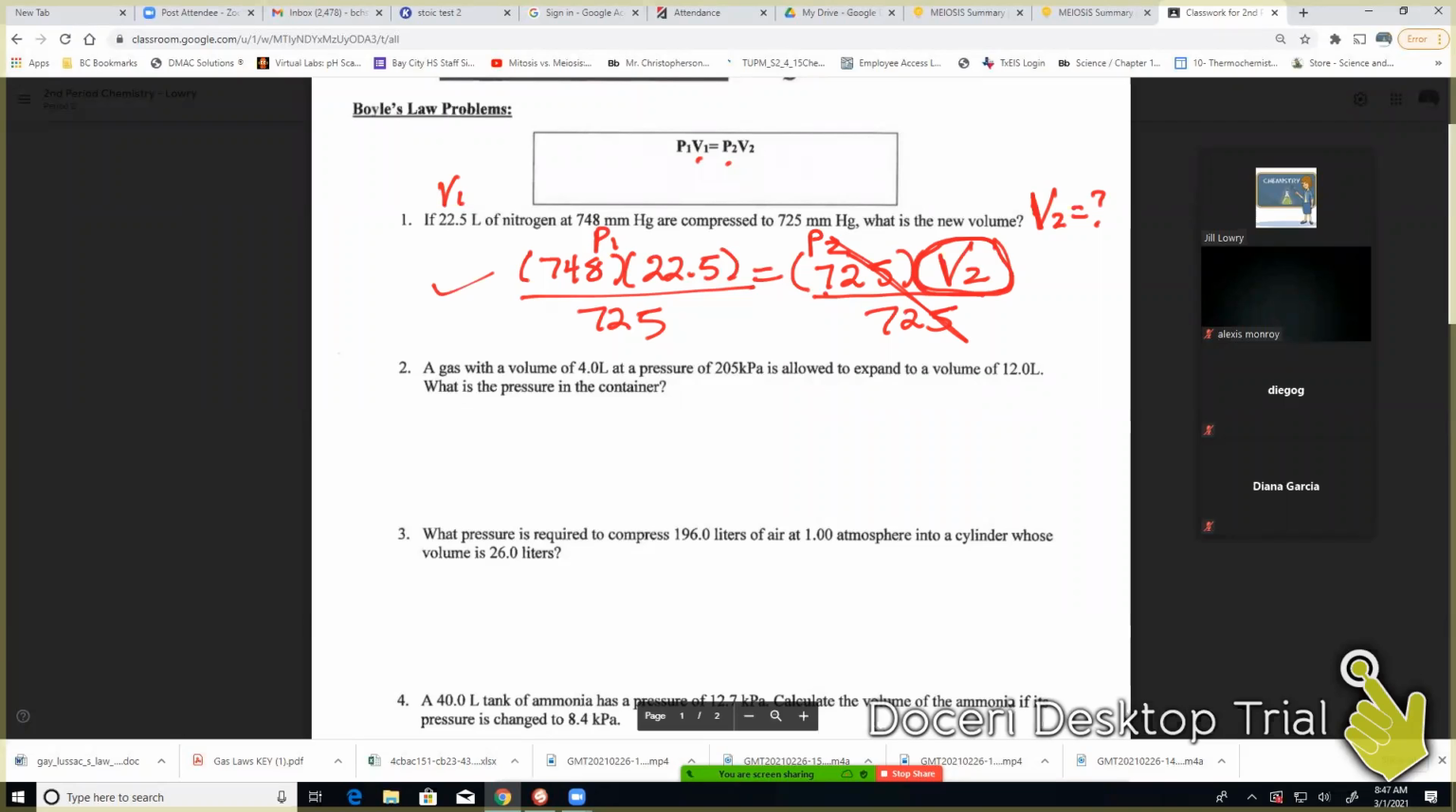22.5, and go ahead and get you an answer. Okay, so you did this number times this number? Yes. Okay, you got you an answer. Divide by your 725. You got 20, what'd you say? Perfect, 23.21. And like Summer said, because we are trying to find the volume, it would be in liters.